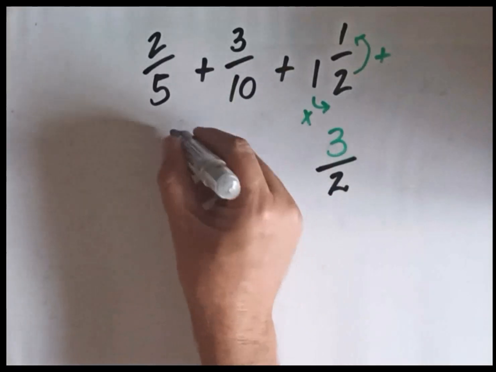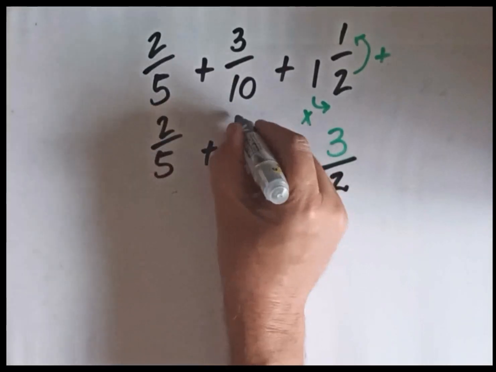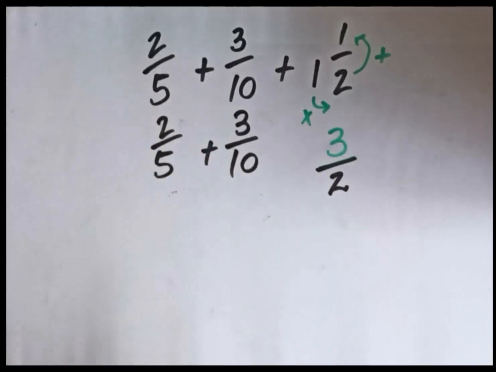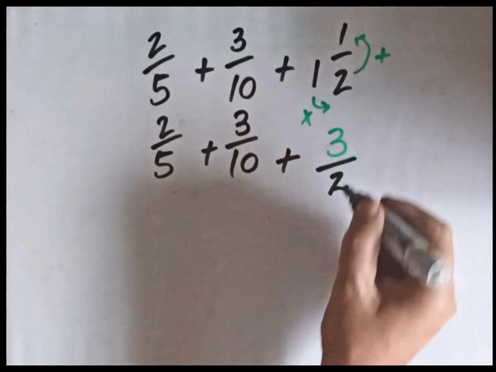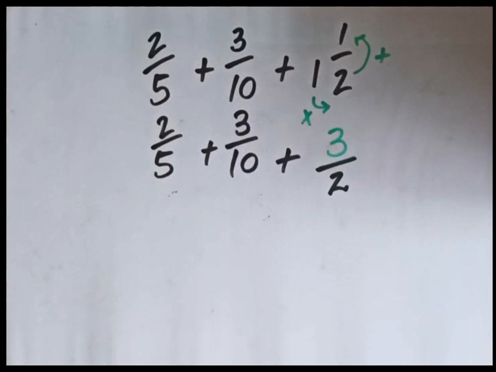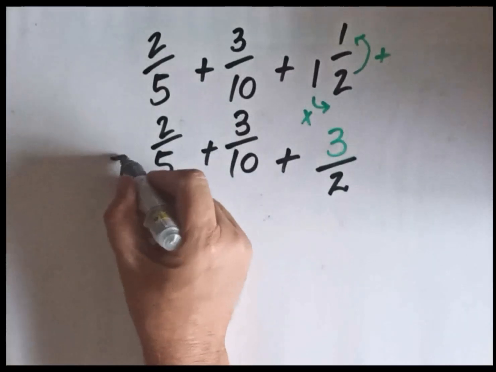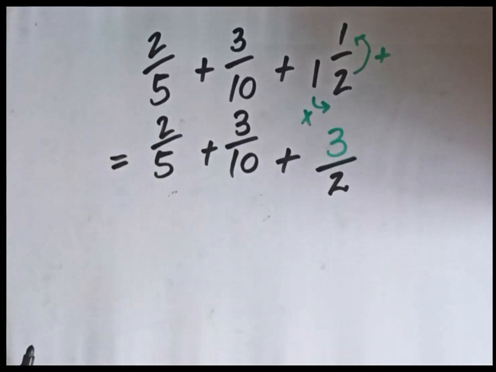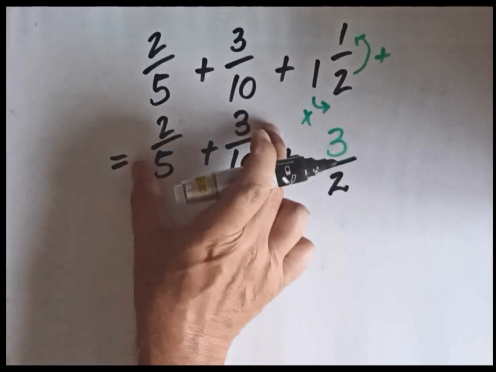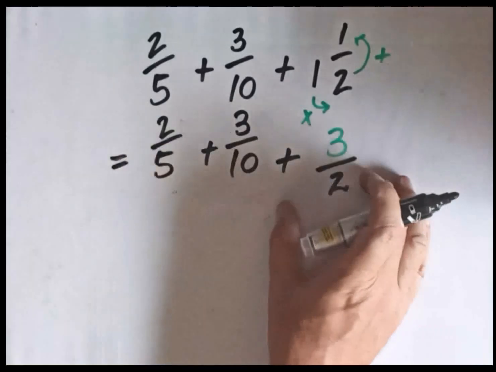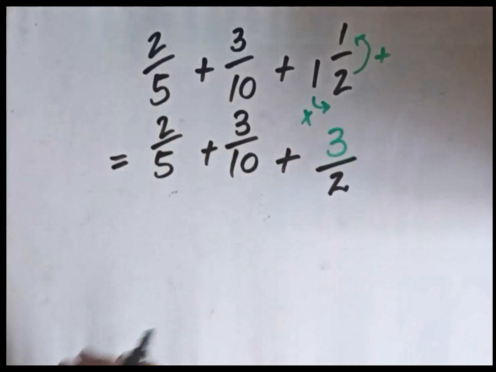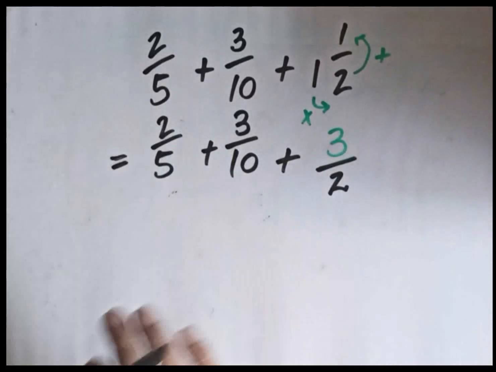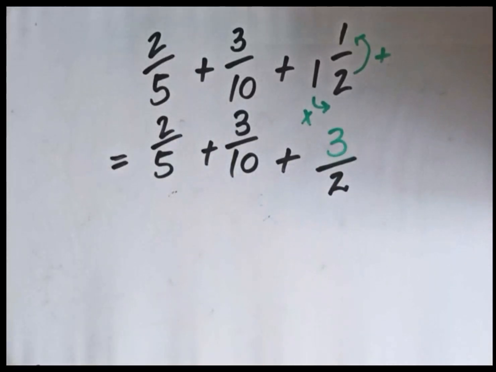So we still have 2 over 5 plus 3 over 10 plus 3 over 2. Now why can these not be added together? Because the denominators are not the same. Now the cross multiplication method will work if you first do these two, get an answer, and then do that one with your answer. But it's a long way of doing it. And in this case, it is easier to use the lowest common multiple.